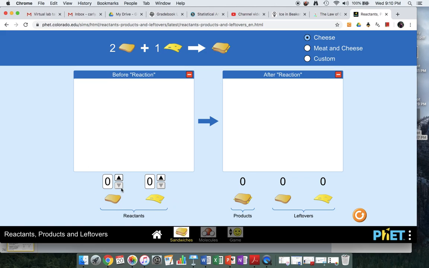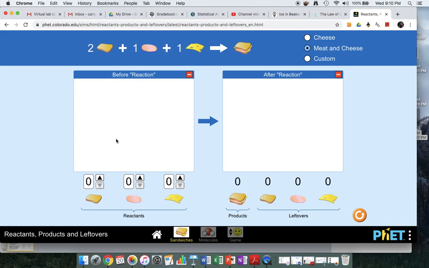So to do the sandwiches, you have the reactants. You can put 2 slices of bread and 1 piece of cheese. That makes 1 cheese sandwich. If I have extra cheese, but no more bread, I have leftovers. And we don't want any leftovers in my reaction, right? So I want to make sure I have enough bread to go with the cheese to make full sandwiches.